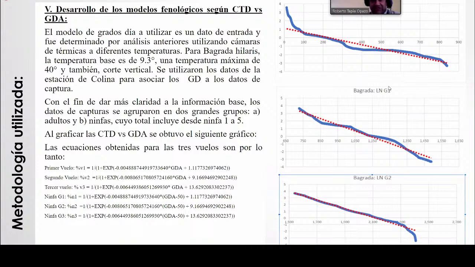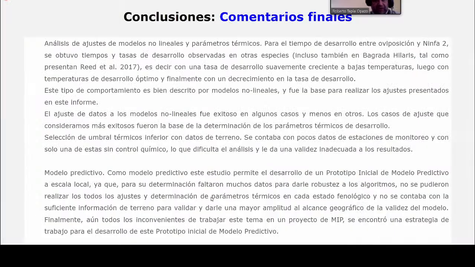It's taken to natural logarithm, generation zero, generation one, generation two. It's quite tight and adjusted, but I think that we can see greater differences over here. And the equations obtained in the three flights or three generations are as follows. We can see first flight, second flight, third flight, and then the nymphs. So these flights refer to adults, and then nymph generation one, generation two, and three. So those are the equations that are entered in the system.